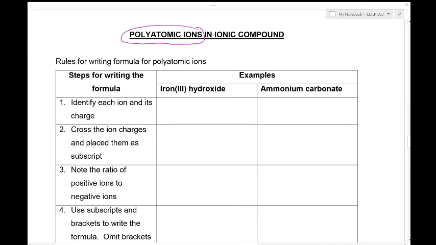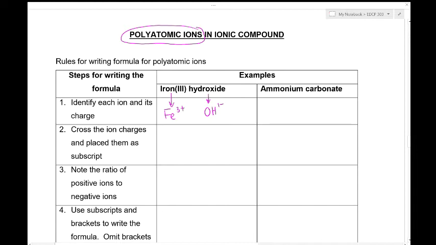Here are 2 examples that we're going to go through for writing the formula for polyatomic ions. We're going to start with iron 3 hydroxide. First step, identify each ion and its charge. Iron 3 gives us Fe3+. And hydroxide, if you look at the back of the periodic table, is OH1-.